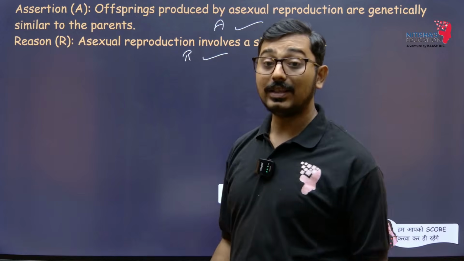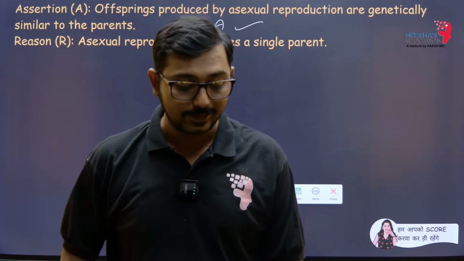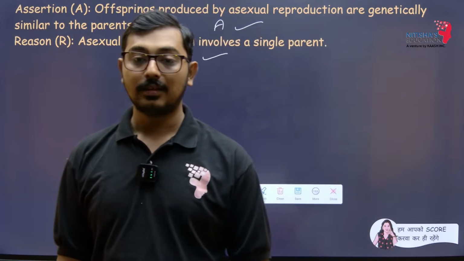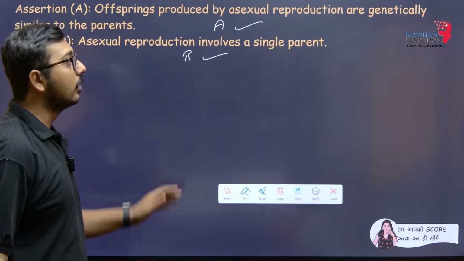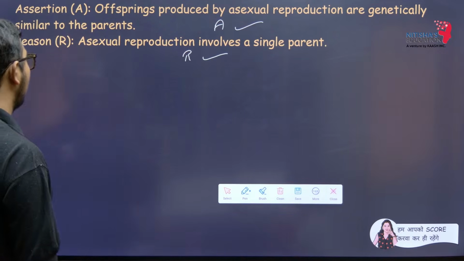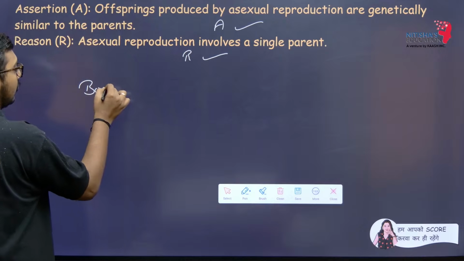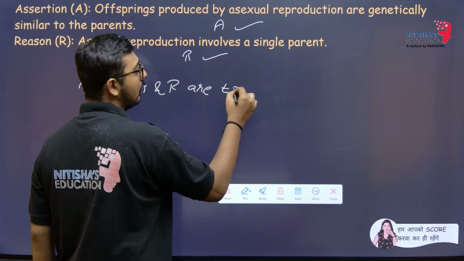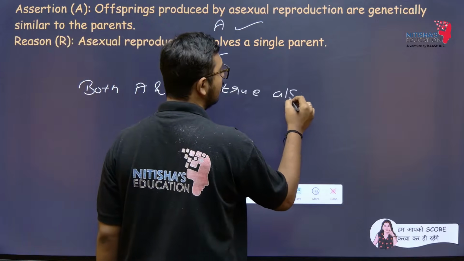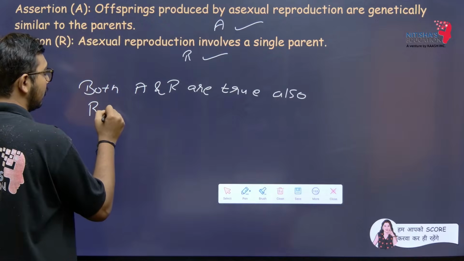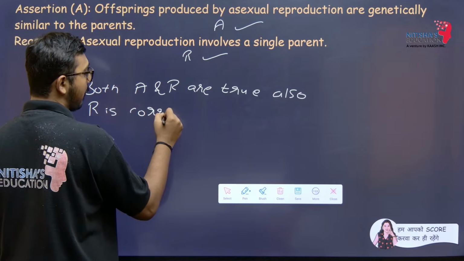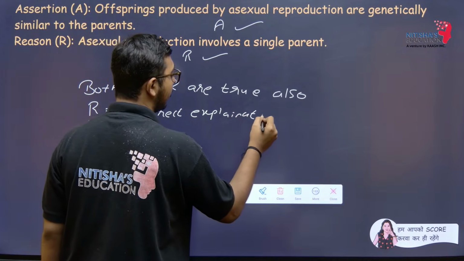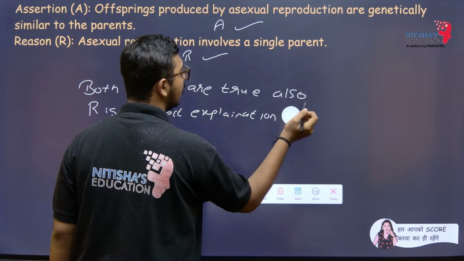And as there is only a single parent, there is no variation, and so they are identical, or genetically similar. So both assertion and reason are true. Also, the reason is the correct explanation for A.